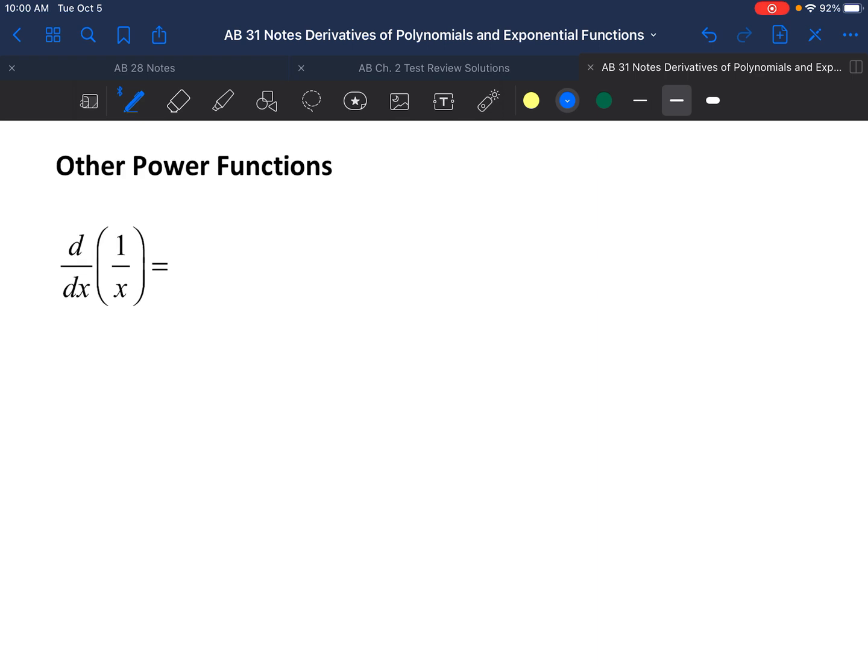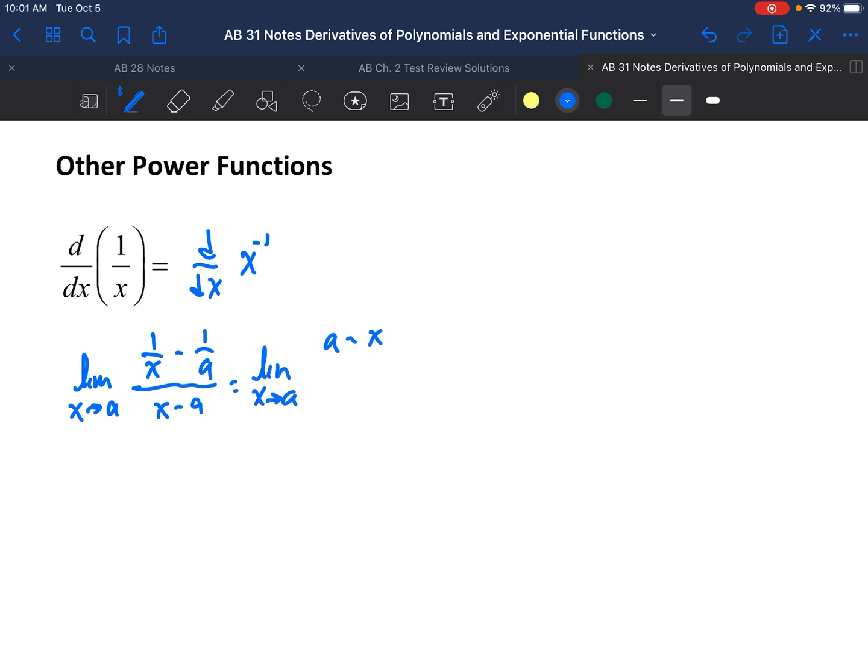Ooh, what about other power functions? Well, we could rewrite this. So the derivative with respect to x of x to the negative 1. Before, we did the limit as x approaches a of 1 over x, subtract 1 over a, all over x minus a. We got a common denominator. That's the limit as x approaches a.